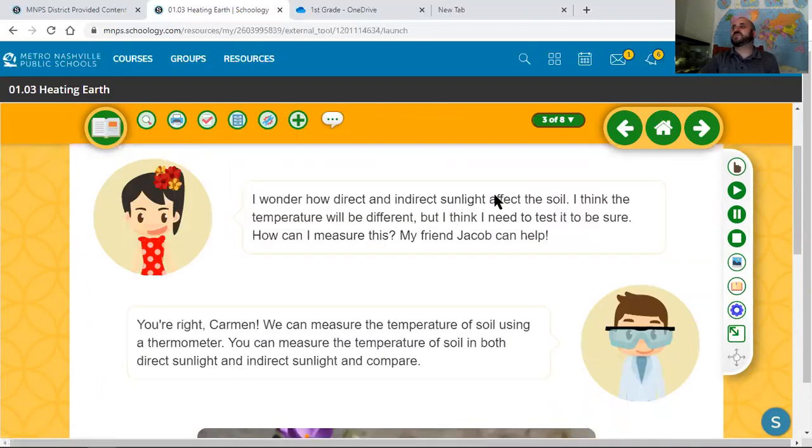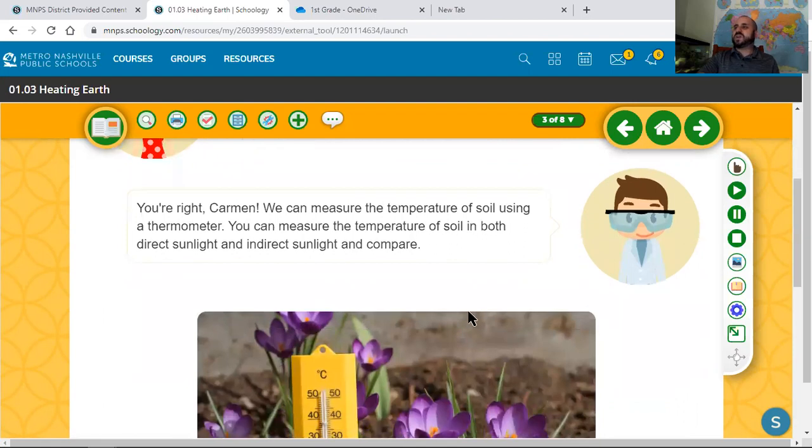Changes in temperature. I wonder how direct and indirect sunlight affects the soil. I think the temperature will be different, but I think I need to test it to be sure. How can I measure this? My friend Jacob can help. You're right, Carmen. We can measure the temperature of the soil using a thermometer. You can measure the temperature of soil in both direct sunlight and indirect sunlight.